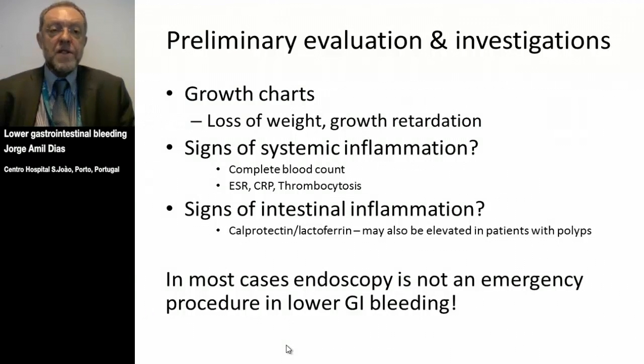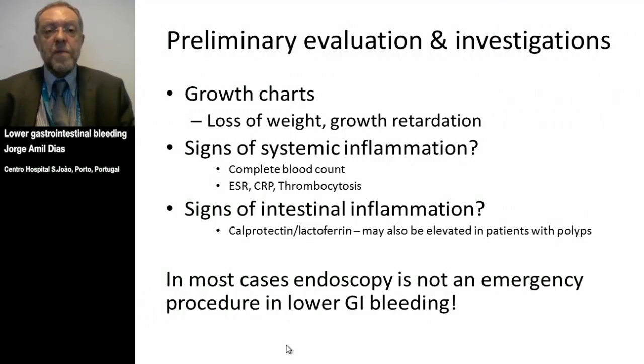And we always must look at the growth charts of our patients, because if there was some loss of weight in the last few months or some growth retardation, again we need to consider a chronic condition, and inflammatory bowel disease, specifically Crohn's disease, has to come to mind in this context. Of course, there are other conditions, but associated with loss of blood, Crohn's must come in the first line of diagnosis.